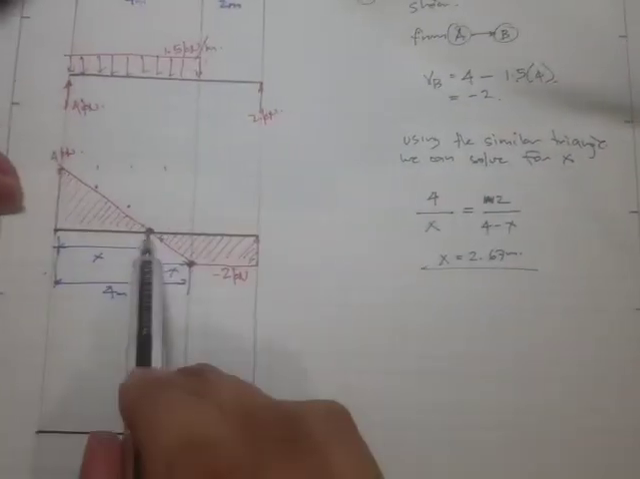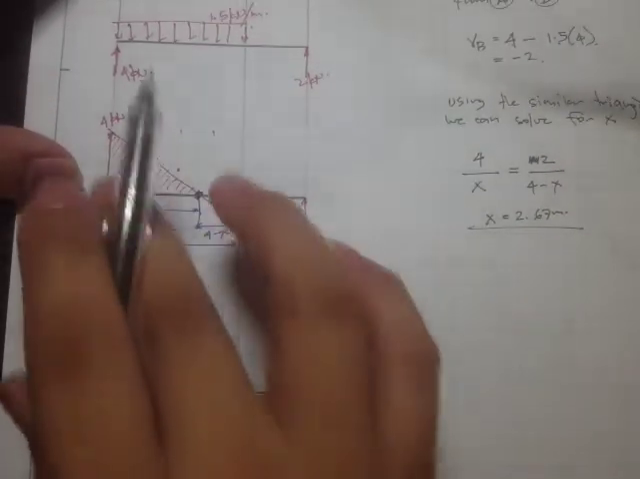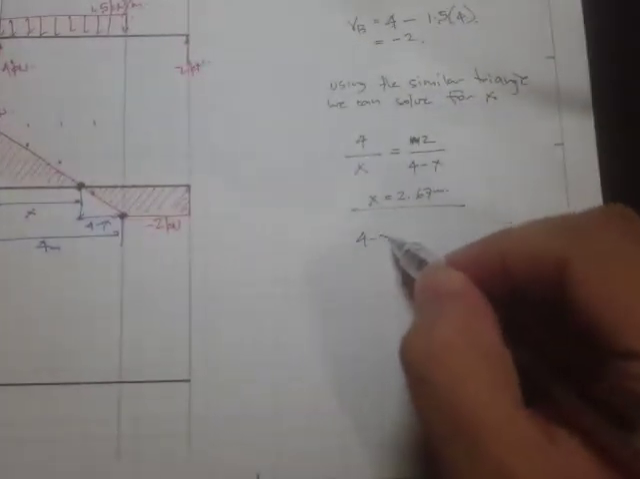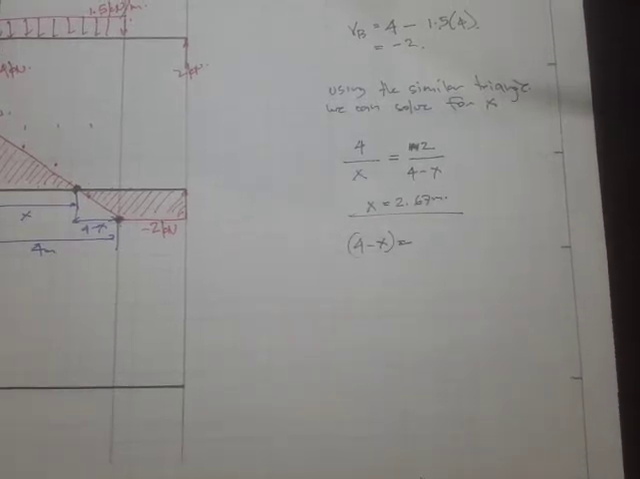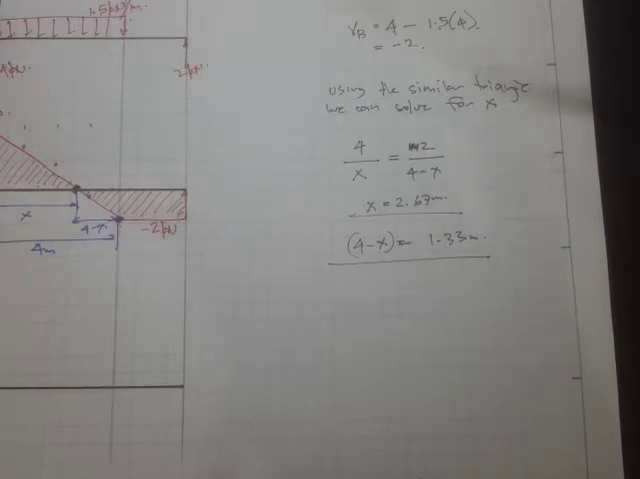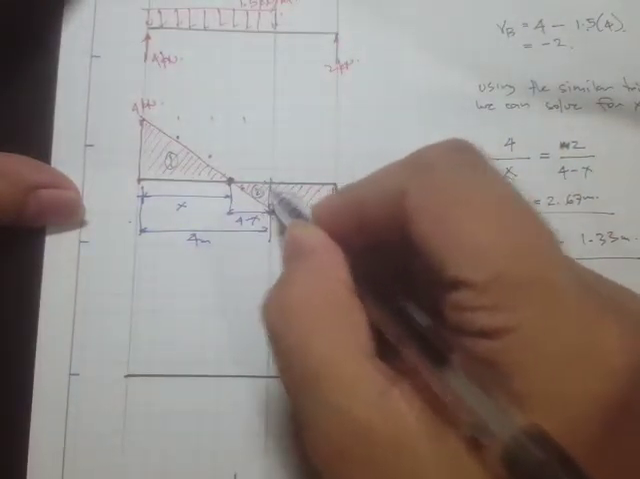Okay, so we need this x value, because if we are going to construct the moment diagram, we need to solve for the area. And in order to solve for the area, we need also this dimension and this dimension. Okay, and therefore 4 minus x is just equal to 4 minus 2.67, and this is equal to 1.33 meters. Okay, so now let's label this area 1, this is area 2, and this is area 3.